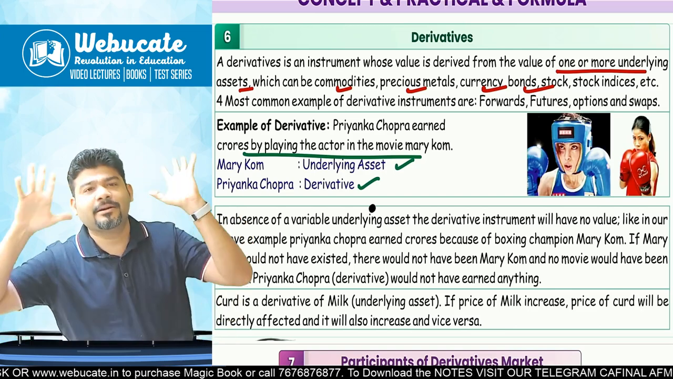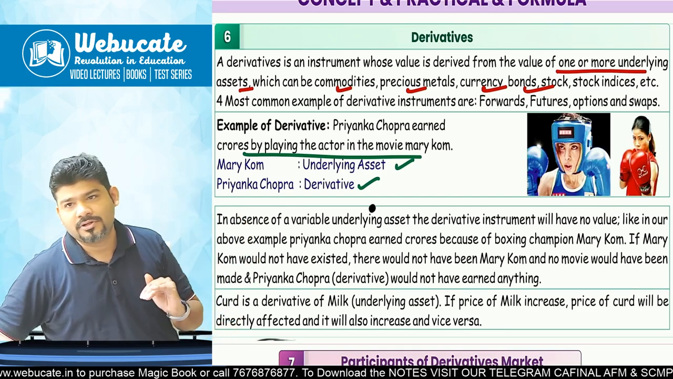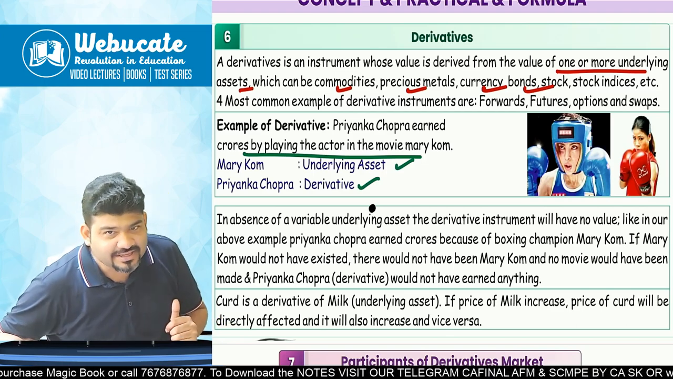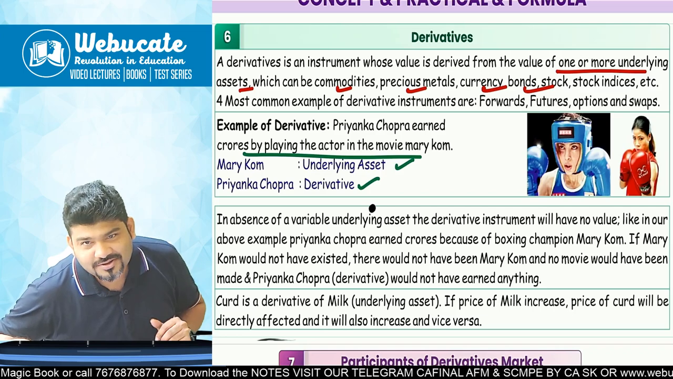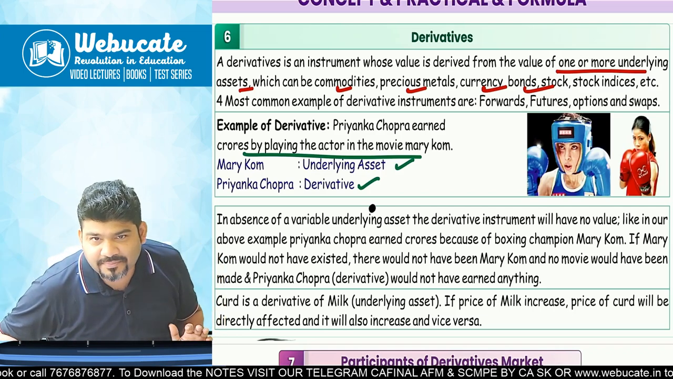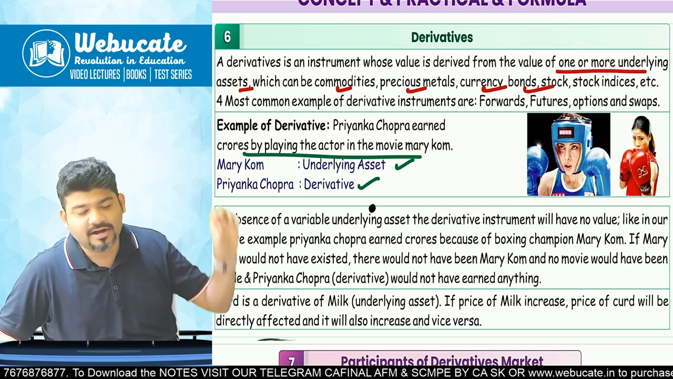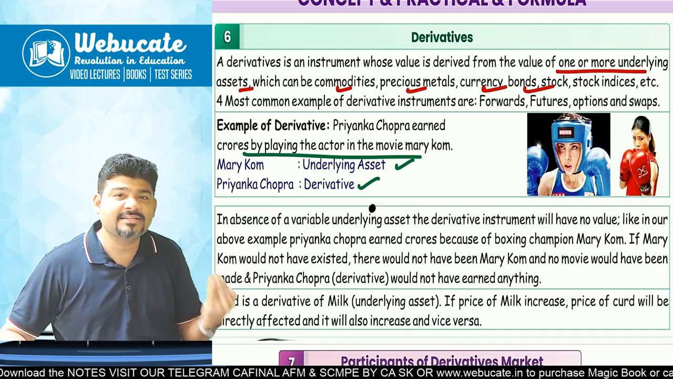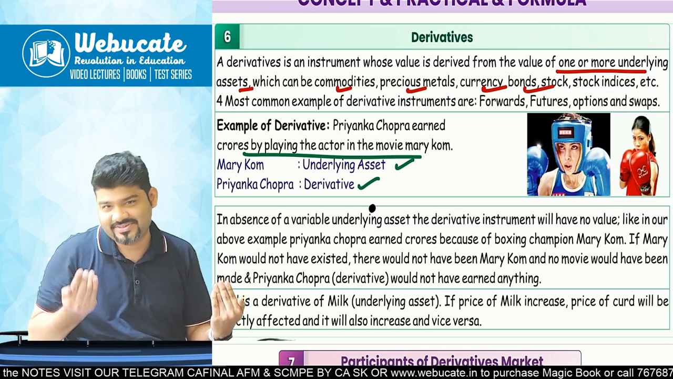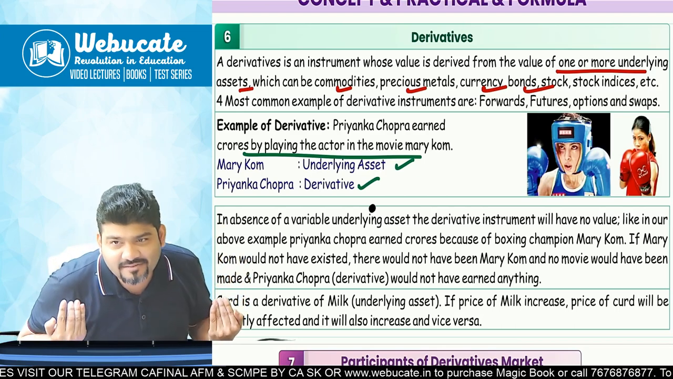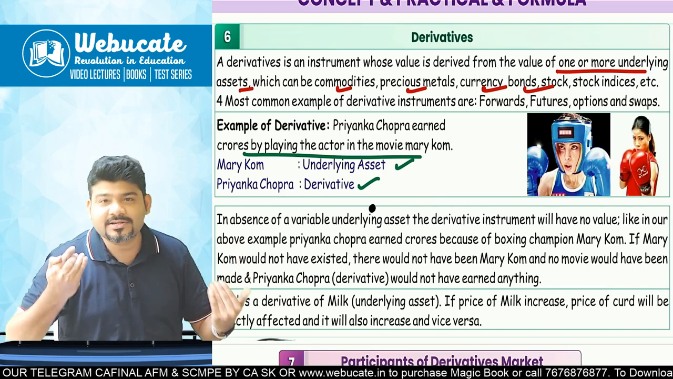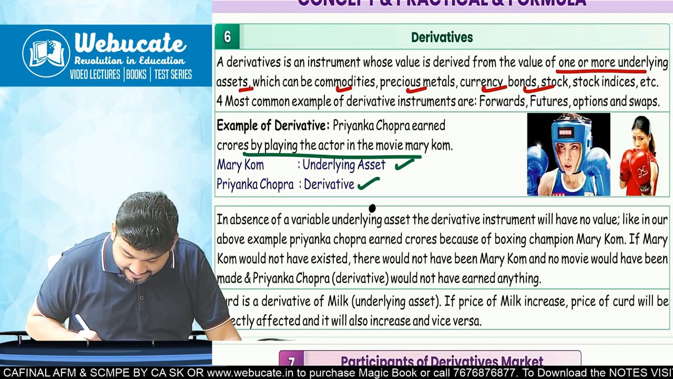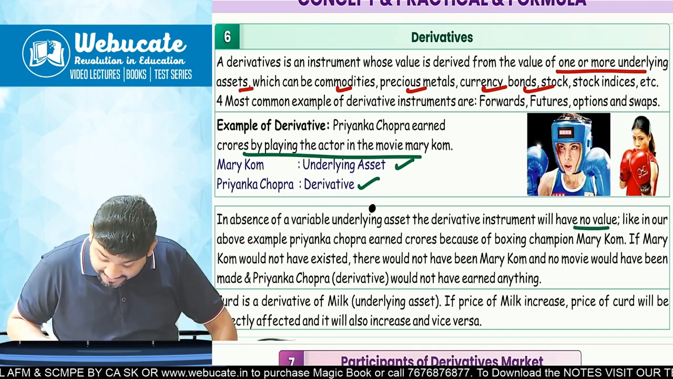Say, for example, I tell you that if Virat Kohli makes a century for RCB and RCB wins the IPL trophy, then I will give 100% discount on my lectures. So the discount on my lecture is a derivative of the underlying asset, RCB winning the trophy. So that's what it is. Got it, everybody? Yes, sir. In the absence of a variable underlying asset, the derivative instrument will have no value.